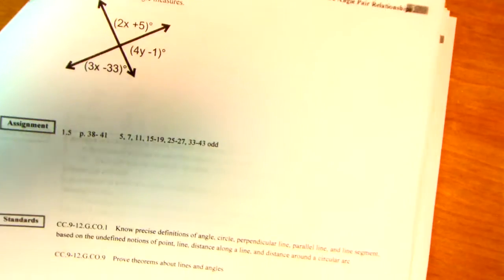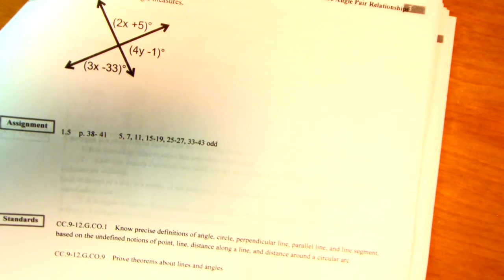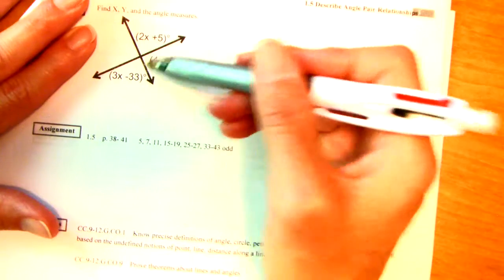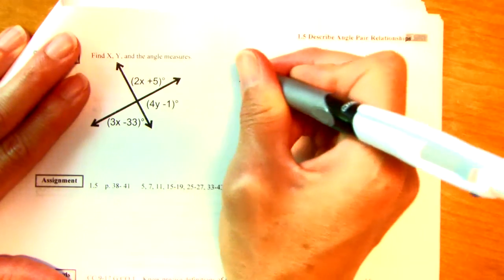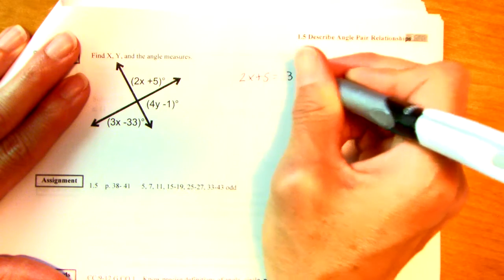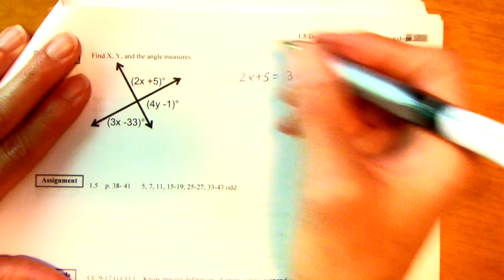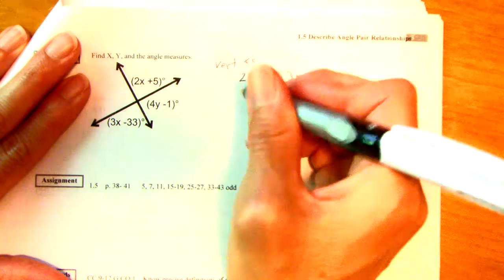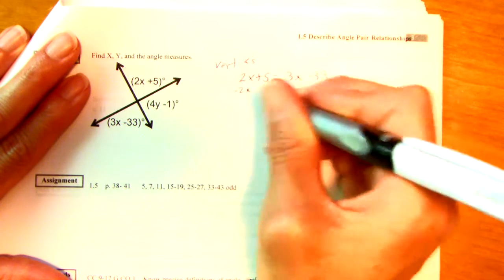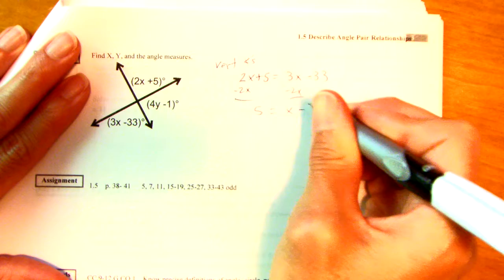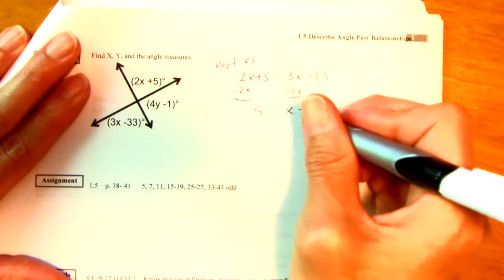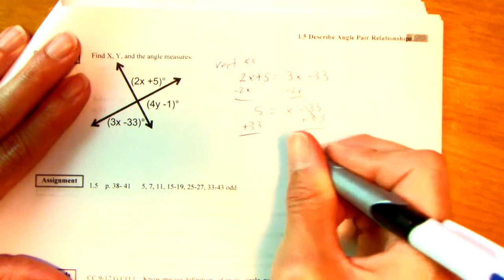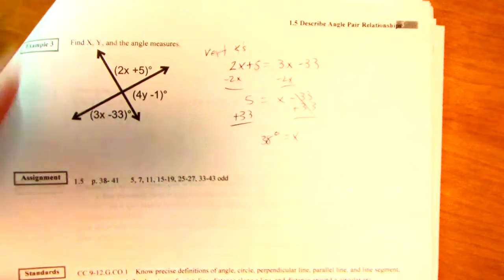Okay, find x, y, and the angle measures. All right. So, first of all, let's do these two. These two are congruent. So, 2x plus 5 is equal to 3x minus 33, because they're vertical angles. I'm going to subtract 2x on both sides. 5 is equal to x minus 33. Then I'm going to add 33 to both sides. X is equal to 38. All right, so we found x.